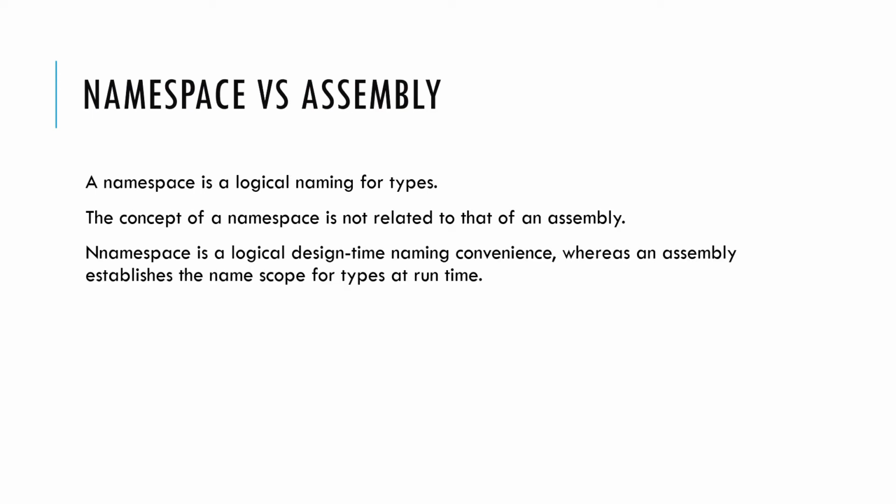What is the difference between a namespace and an assembly? A namespace is the logical naming for the types. The concept of namespace is not related to that of an assembly. A namespace is a logical design-time naming convenience, whereas an assembly establishes the name scope for the types at runtime.